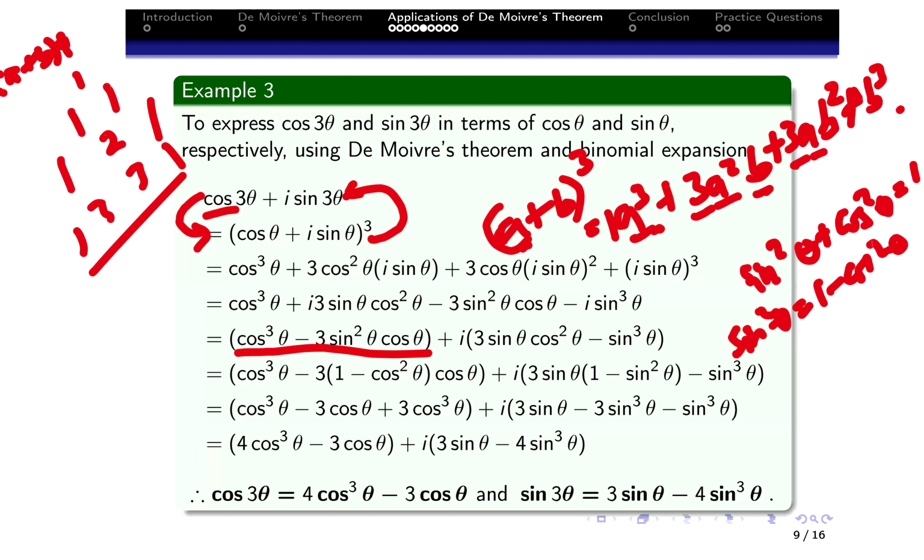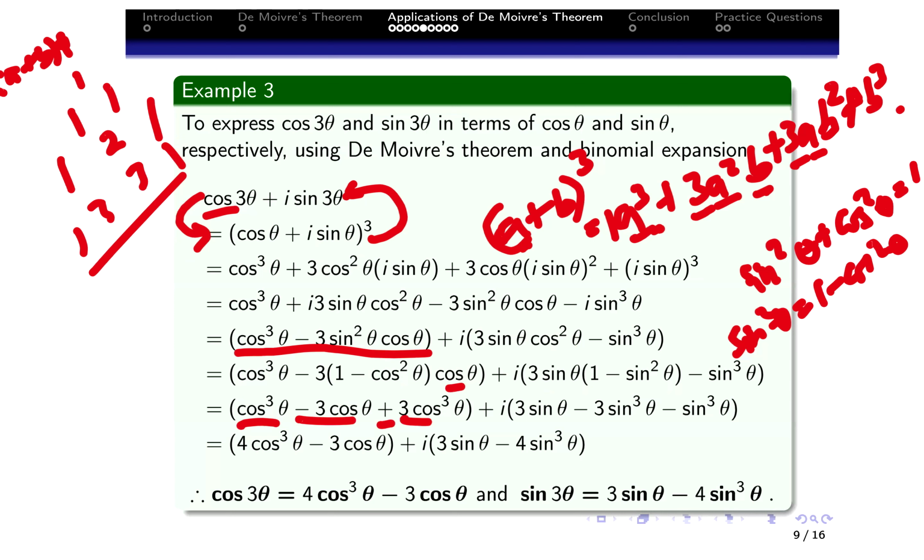Very important. So you have cos cube theta minus 3 sin squared theta, now 1 minus cos squared theta, times this cos theta, plus i, you have 3 sin theta cos squared theta. Now, since this one is about sin theta, cos squared theta is 1 minus sin squared theta, minus sin cube theta. So we now tidy all this up. So we have cos cube theta is here. So minus 3 times 1, minus 3 times cos theta, that's minus 3 cos theta. Minus times minus is plus 3 times cos squared theta, that's 3 cos squared theta times cos theta, that's 3 cos cube theta, settled like that.